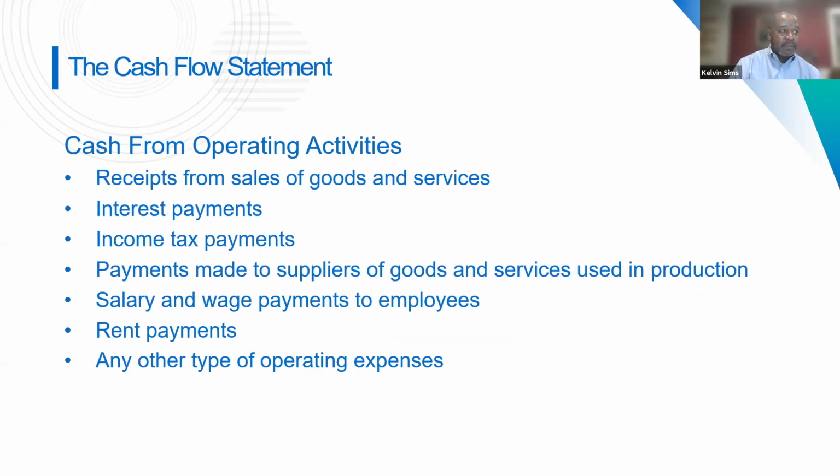From an operating activity, again, these are receipts from your goods and services. Could be interest payments from a loan that you may have given someone. Income tax payments. Payments made to your suppliers for goods or services used in the production, or your cost of goods, in other words. Your salary and wages to your employees. Rent, and then all other types of activities or expenses that are related to your business. Again, these are the things that you are using, or cash that you're generating from the operating of the business itself.